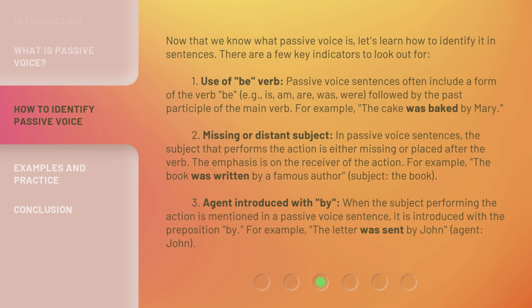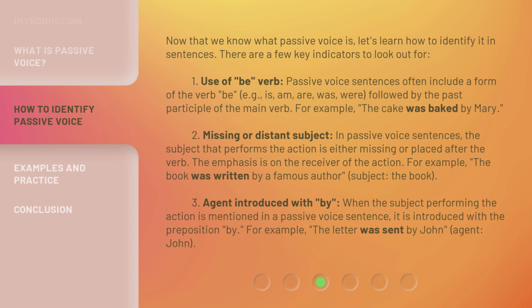2. Missing or distant subject. In passive voice sentences, the subject that performs the action is either missing or placed after the verb. The emphasis is on the receiver of the action. For example, the book was written by a famous author.